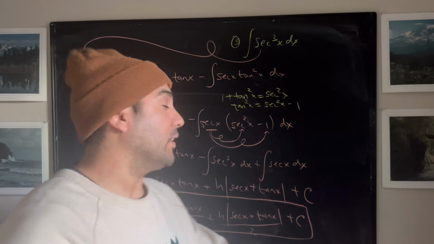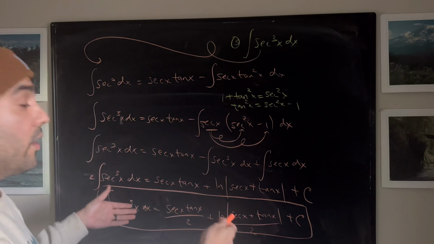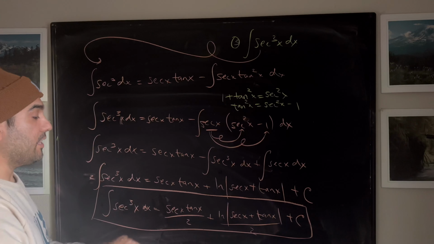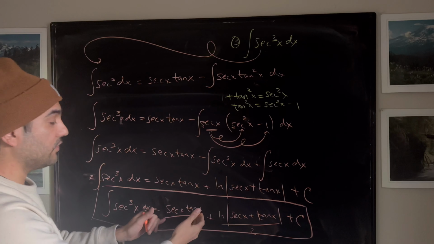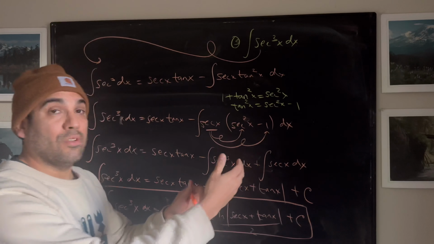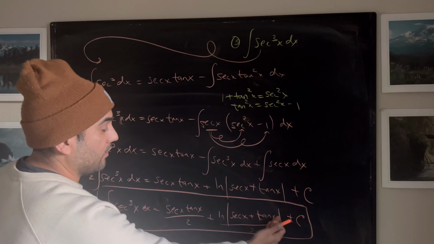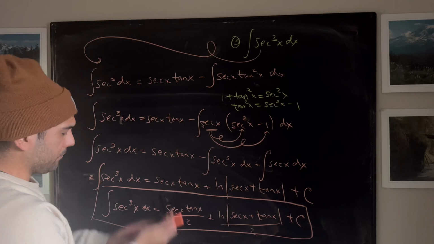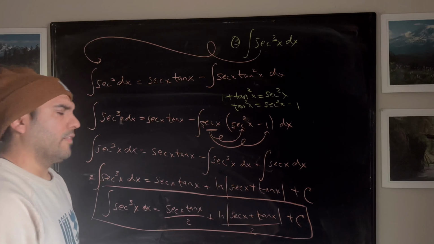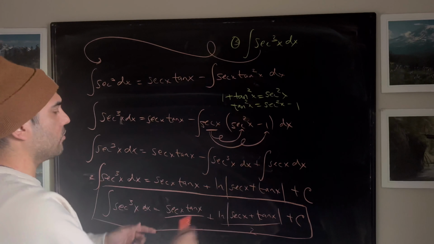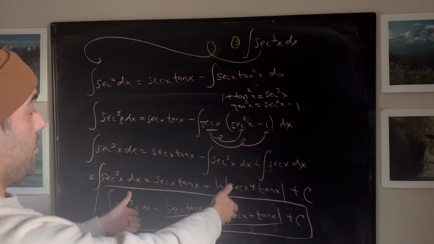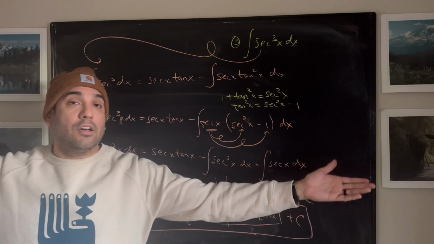A lot of people say that a good way to memorize this is that it's basically the average of the derivative of secant and the antiderivative of secant. Because the derivative of secant is secant tan, plus the integral of secant x, and then you just divide it by 2 because it's the average. So it's kind of cool to do that, but memorize this one right here. And that's all I'll have for today.